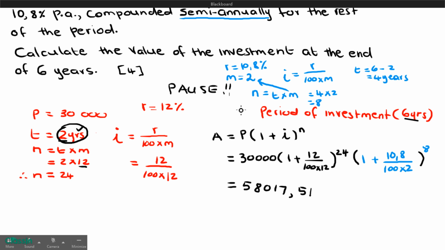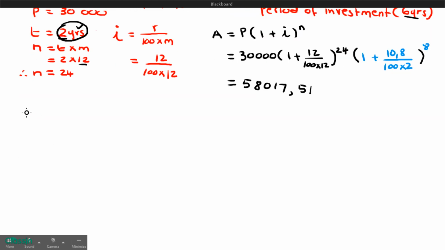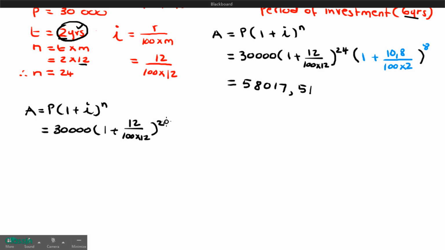So you can do this in two ways. This is the first way. Now, another one can be you take the first part, which is P into 1 plus I to the power of N. Okay? Now you do your substitution as we did. It's 30,000 multiplied by 1 plus 12 over 100 multiplied by 12, to the power of 24.